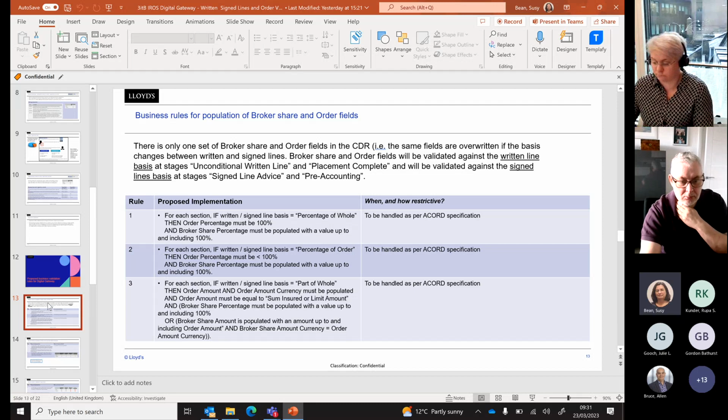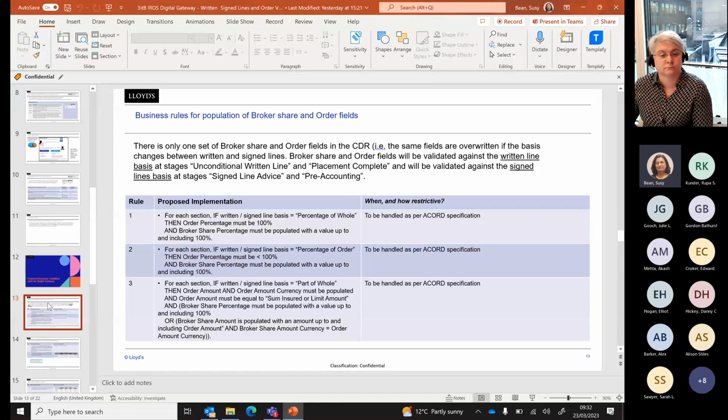So depending on the basis that's been chosen, the Accord checks will make sure that certain things are true. The first thing is, if it's percentage of whole, then the order percentage must be 100%, and the broker share percentage must be populated with a value up to and including 100%. If it's percentage of order, the order percentage must be less than 100%, and the broker share can be populated with a value up to and including 100%. So those are the ones around percentage.